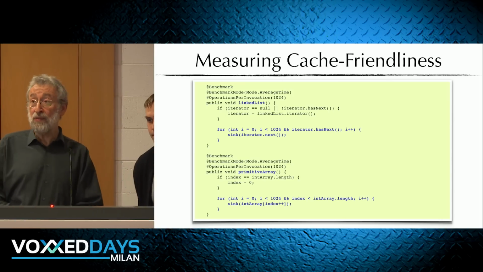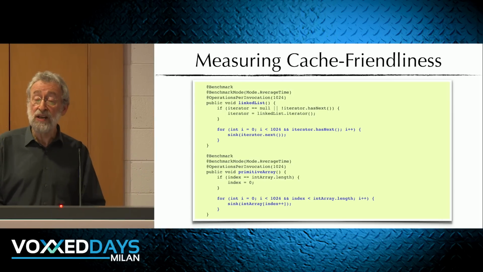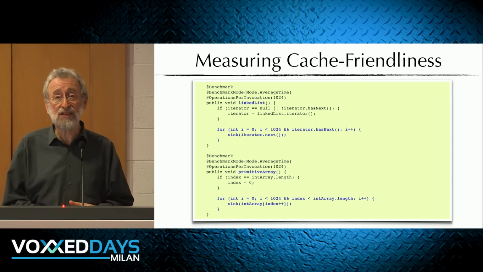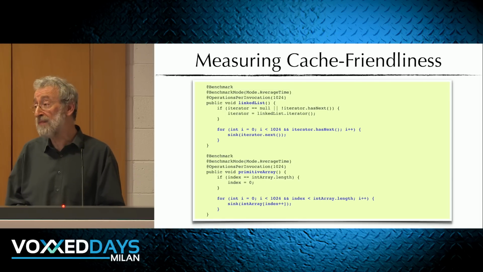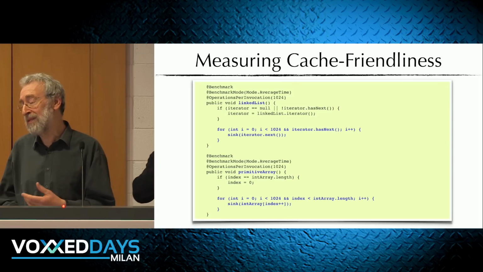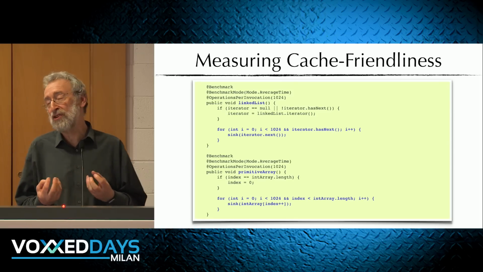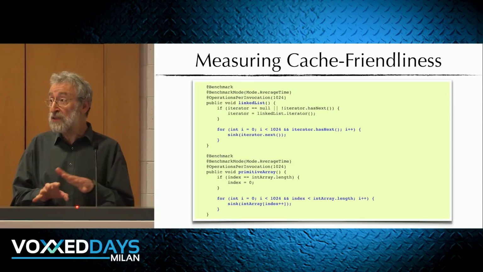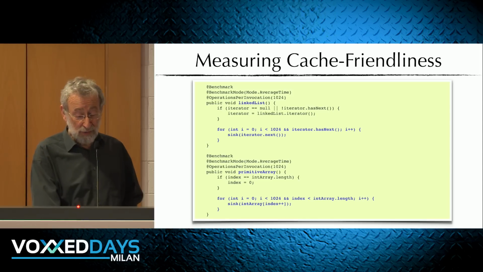So let's see how much of a difference cache-friendliness makes. Cache-friendliness is a term that's used to describe whether or not a program, or the programmer or the data structure designer, understands the importance of this and is able to handle this one question of hardware optimization.